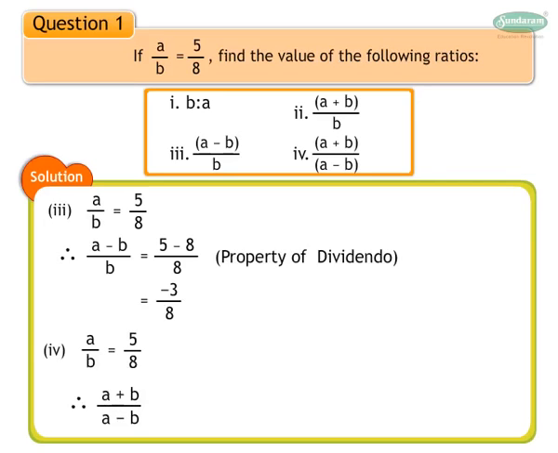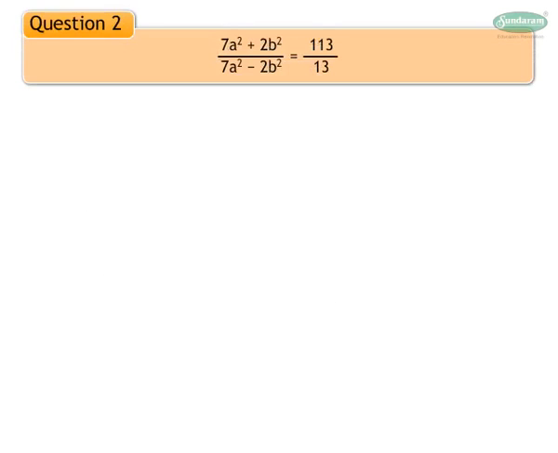4. To find (a+b)/(a−b), let us use componendo and dividendo. So, (a+b)/(a−b) = (5+8)/(5−8) = 13/(−3), which is equal to −13/3. Question 3. If (7a²+2b²)/(7a²−2b²) = 113/13, find the value of a/b.